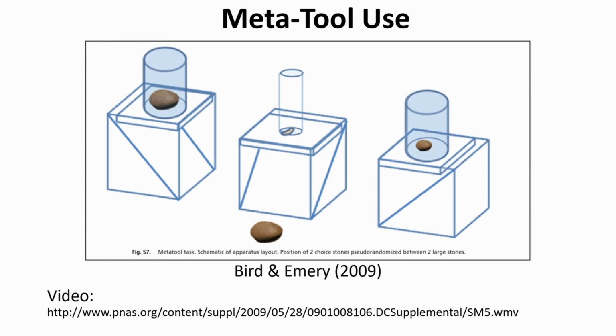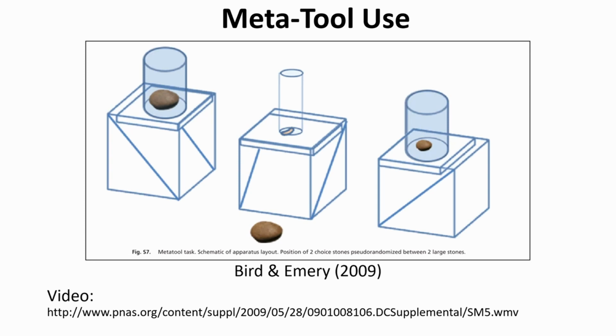So this is called meta tool use because you need to use a tool to get another tool that will then allow you to get the food item. So there are tons of different modifications of this using crows, great apes, and other species, where they're trying to show this sort of intentionality or this understanding of more than just the immediate task at hand.